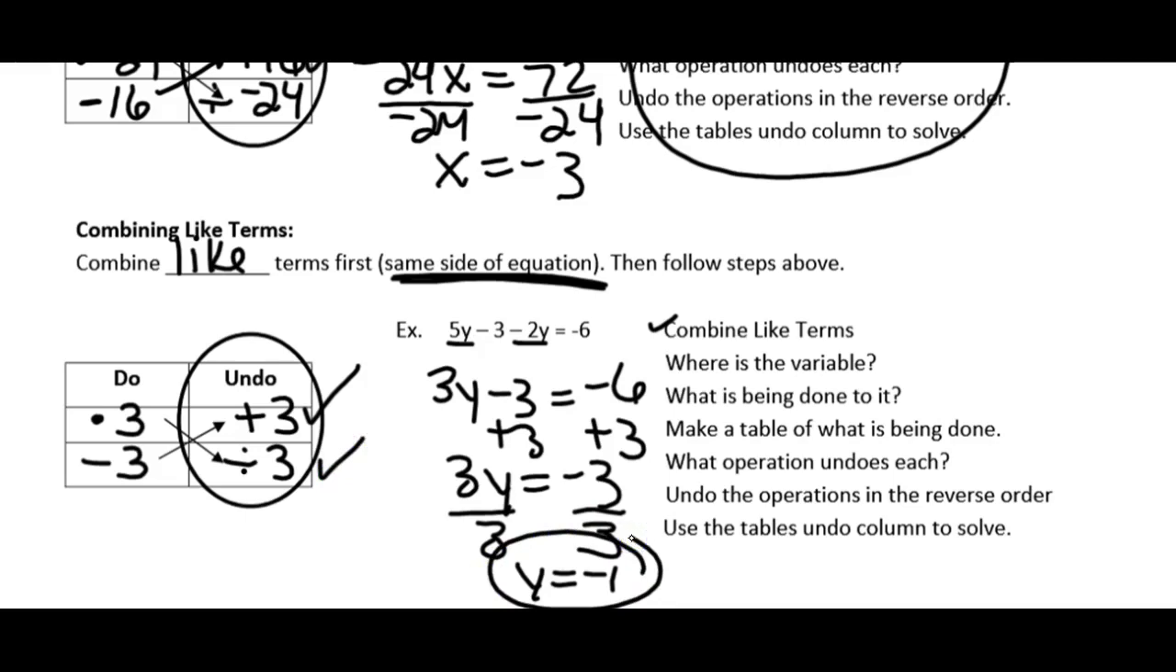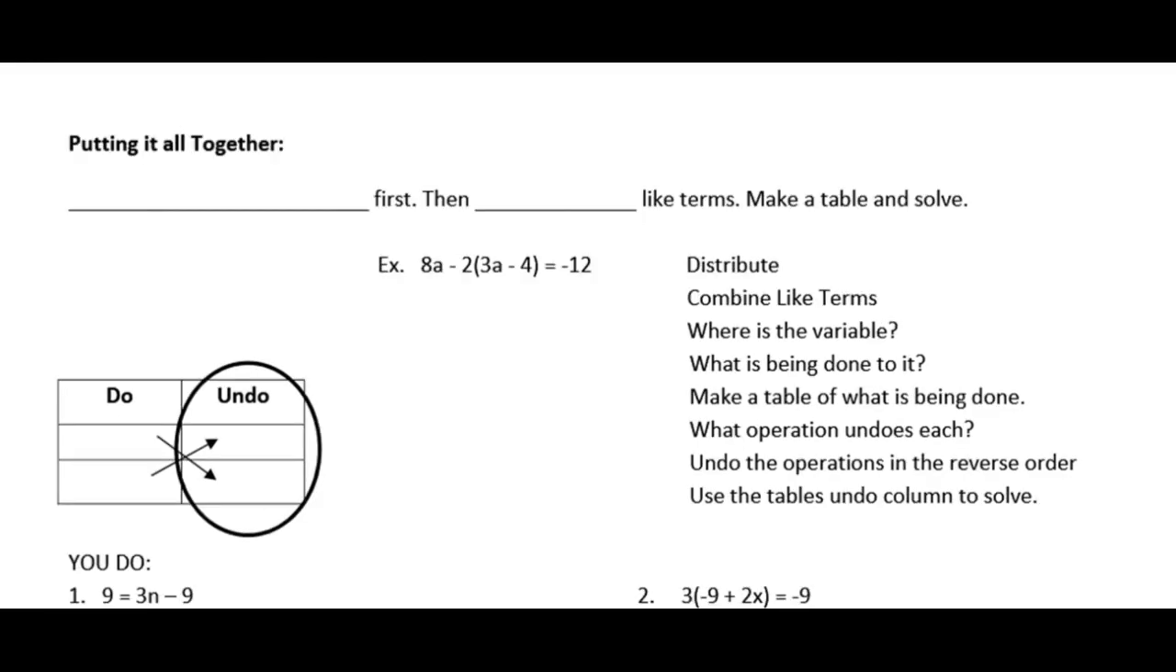Now, it can get a little bit more complicated. What if that's all together? What if we have all of those things together, distributing and combining like terms? Well, always in a problem, if you have some distributing, do that first. So distribute first. Then combine like terms. Then we make our table and solve.